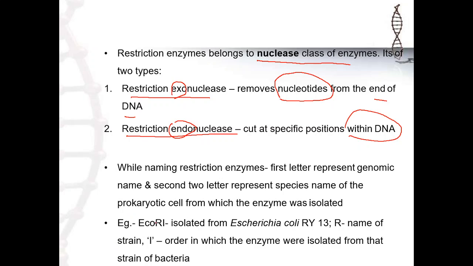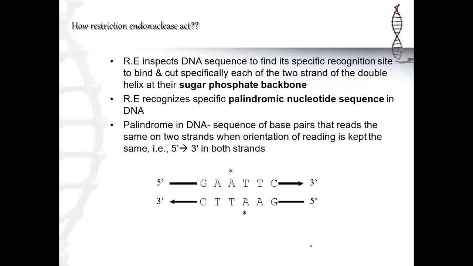Okay. So there is a sequence of naming. For example, we have examples of restriction enzymes. For example, Eco is from Escherichia coli. The RY13, R is the name of the strain, like EcoRI, and the Roman numeral is the order in which the enzymes were isolated from that strain of bacteria.